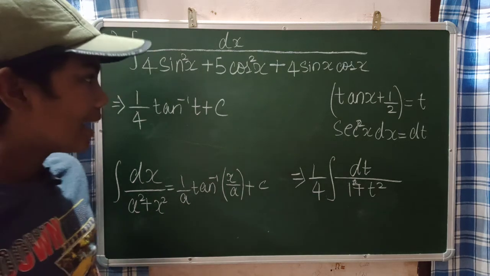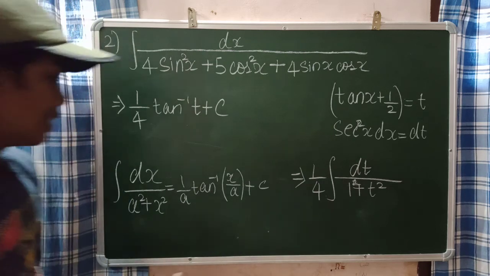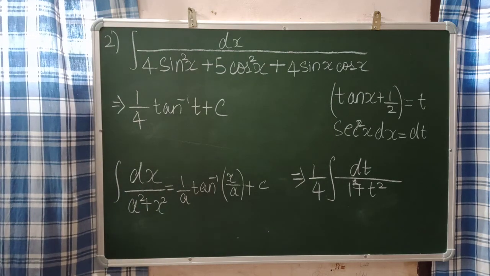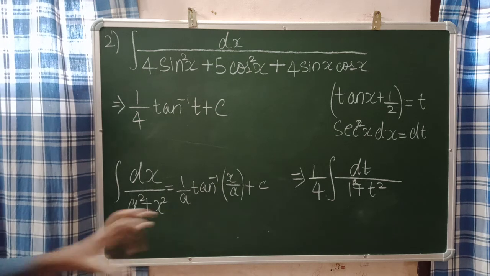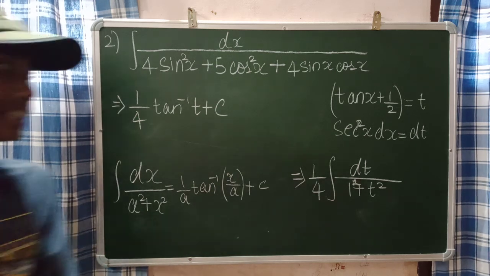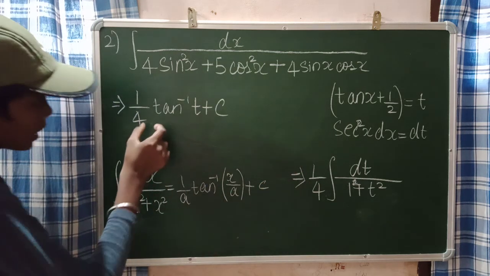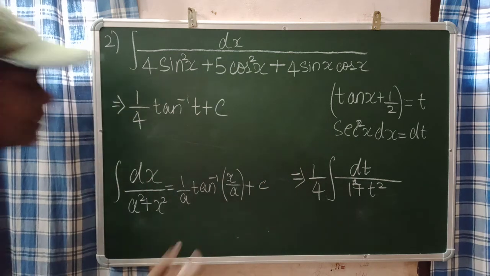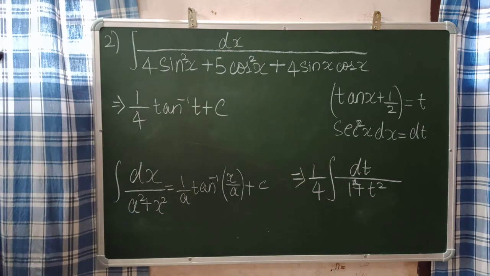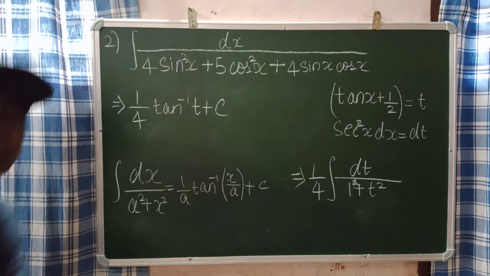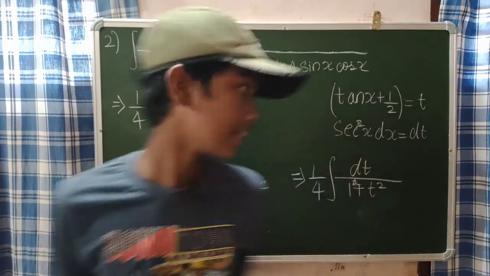I hope you guys understand the reason behind interchanging the denominator and using this formula, and how I wrote this a as 1 square and this x square as t square. So I just used this formula. 1 by a is 1 by 1, so I don't need to write that. Into tan inverse of x by a will be t by 1, so tan inverse of t plus some constant. So the integration of dx by a square plus x square is equal to 1 by a into tan inverse of x by a plus some constant. Please remember it.